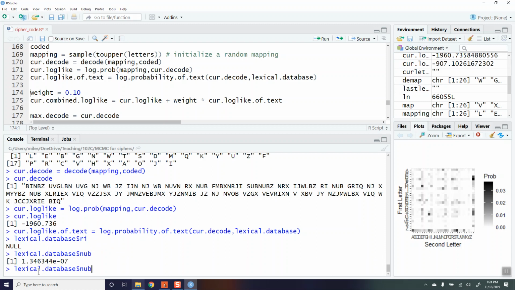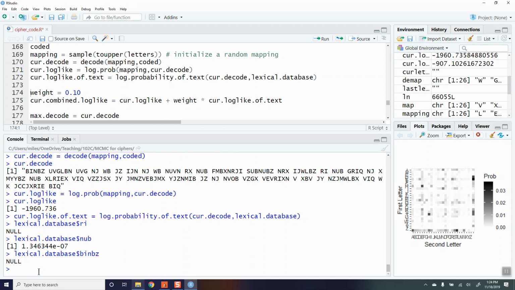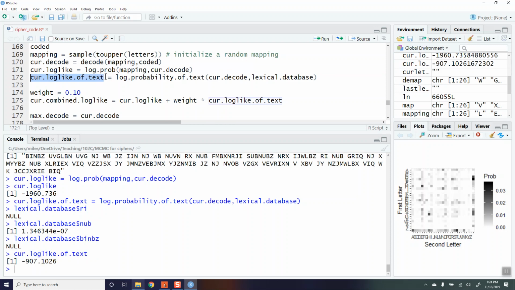But pretty much everything else, it's going to look up BINBZ, and it's going to say that doesn't appear, and so it's going to get 1 times 10 to the negative 10. And so when we apply this, the current log likelihood of the text, we get another negative value of like negative 907.